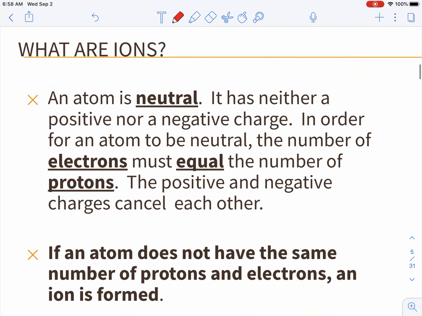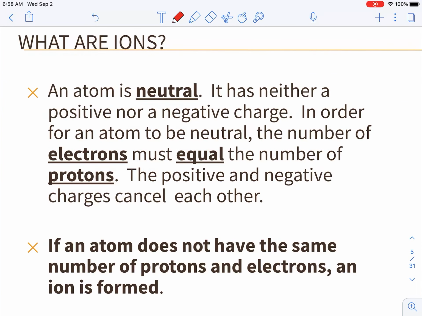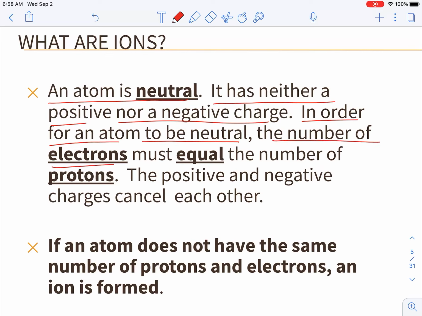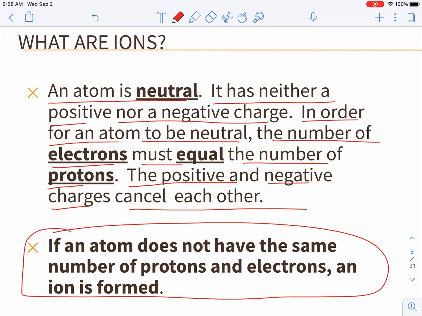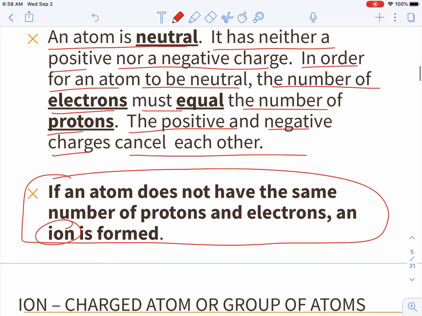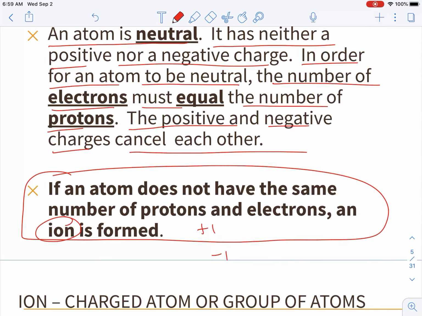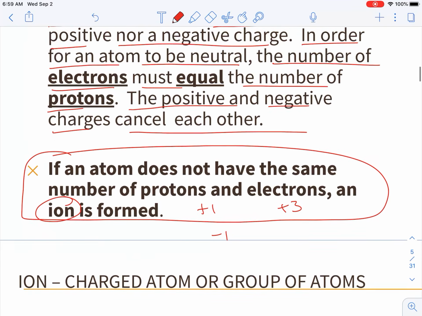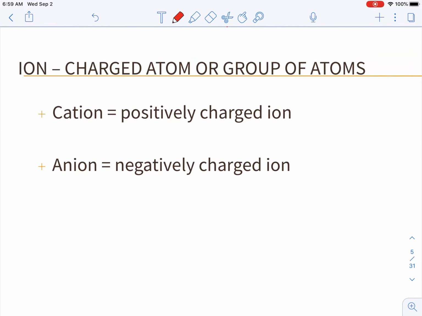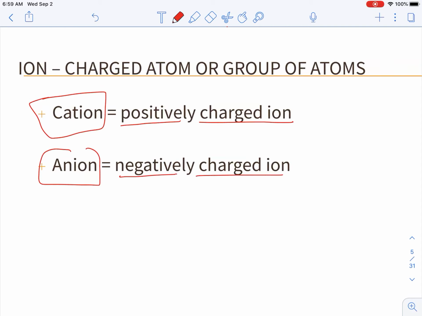Let's go through a more robust definition. So what are ions? An atom is neutral. It has neither a positive nor a negative charge. In order for the atom to be neutral, the number of electrons must be equal to the number of protons. The positive and negative charges cancel each other out. If an atom does not have the same number of protons and electrons, an ion is formed. So if you have a +1 or a -1 or a +3, those are all ions. Just a couple of terms I want you to be familiar with: a cation is a positively charged ion, and an anion is a negatively charged ion.